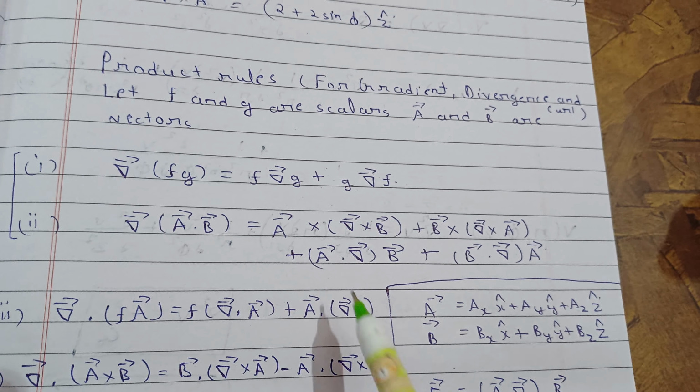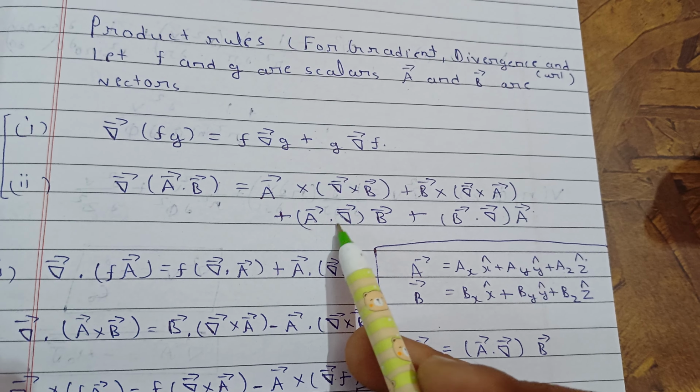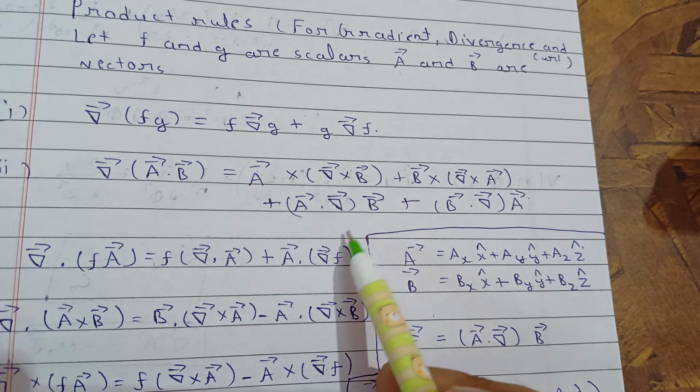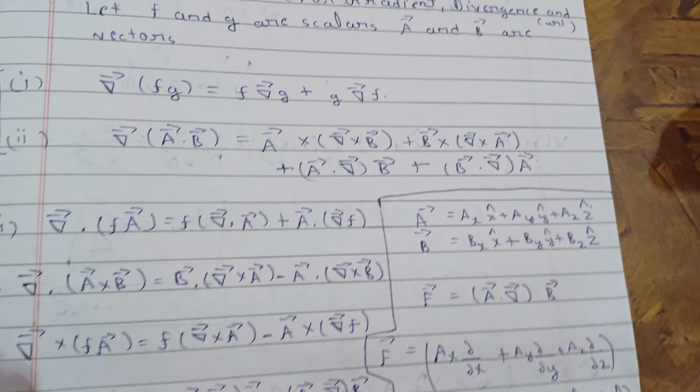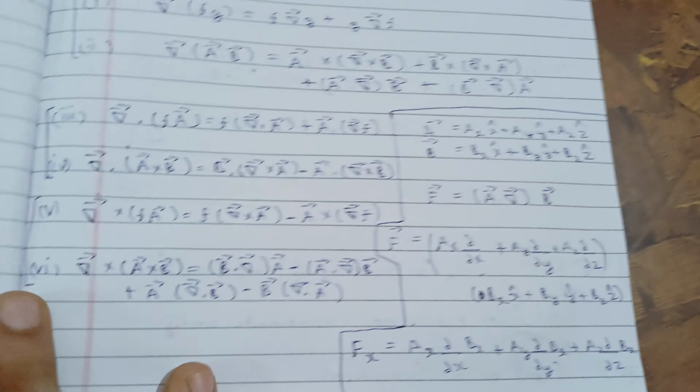Now see, this a dot del is not equal to del dot a, as we studied in the gradient and the divergence. This is not the divergence, this is a different thing, because when you do this a dot del, it will become an operator again. It is like ax del by del x, that's how. So let's see what this a dot del is and how it is different from the divergence.